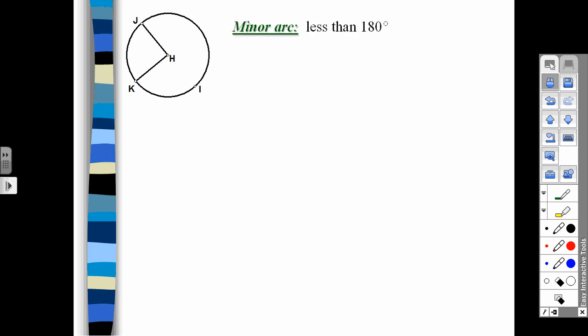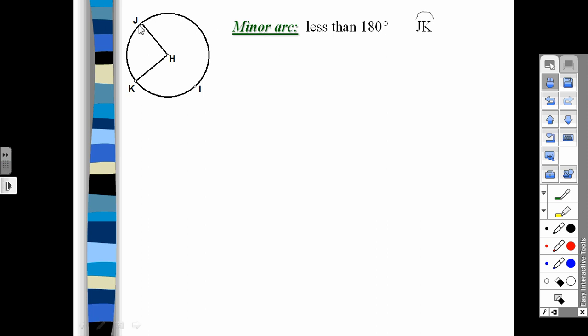So the first kind of arc is the arc that we've been dealing with since chapter 9, and that is the minor arc, which is an arc that is less than 180 degrees. So on this diagram, you can see that we have this small arc right here, JK, and that is definitely less than 180 degrees. Actually, it looks like this is perpendicular, so it looks like it might be 90 degrees. Okay, so that would be JK. And you only need 2 letters to name a minor arc.